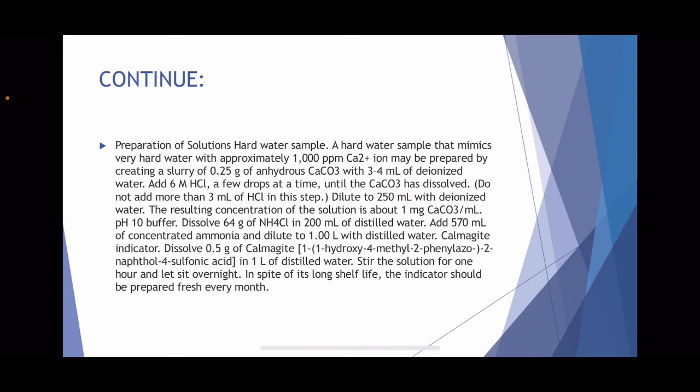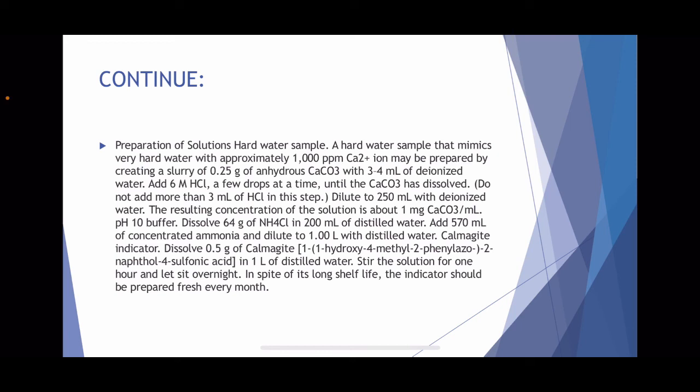Preparation of solutions: hard water sample. A hard water sample that mimics very hard water with approximately 1000 ppm calcium carbonate may be prepared by weighing 0.25 grams of anhydrous calcium carbonate and adding 3-4 milliliters of deionized water. Add 6 molar HCl a few drops at a time until the calcium carbonate has dissolved. Do not add more than 3 ml of HCl in this step. Dilute to 250 ml with deionized water. The resulting concentration of the solution is 1 milligram calcium carbonate per milliliter.